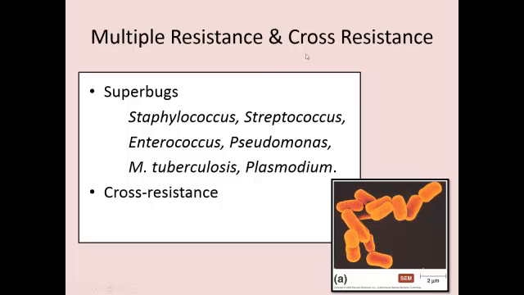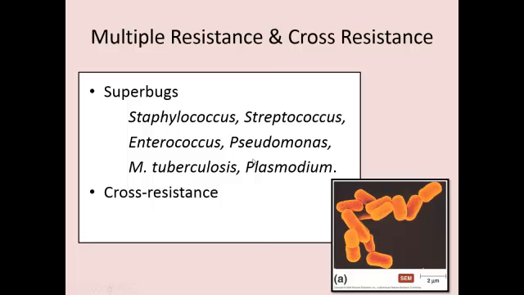Let's talk about the difference between multiple resistant organisms and cross-resistant organisms. If an organism becomes resistant to more than one drug, they are multiple resistant, and we tend to call them superbugs. Examples of genuses of superbugs are Staphylococcus, methicillin-resistant Staphylococcus aureus being the most famous. Don't leave out the strep, Enterococcus, Pseudomonas. Pseudomonas has a tendency to be resistant just because it's Pseudomonas. Mycobacterium tuberculosis and Plasmodium, which causes malaria.